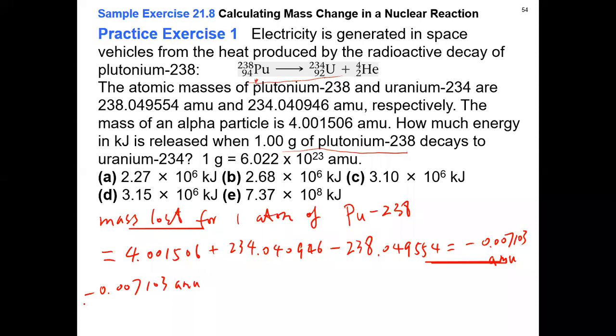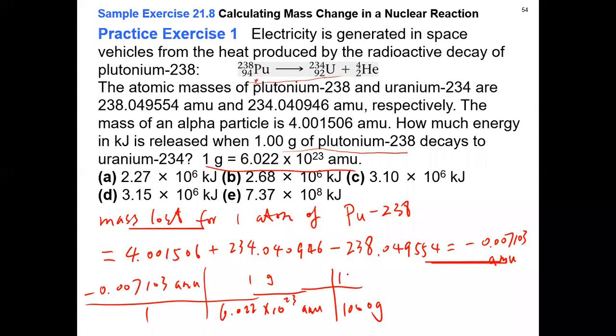Our conversion is going to use this: 6.022 times 10 to the 23 AMU is 1 gram. And you want to convert it to kilograms. So 1,000 grams is 1 kilogram. And that becomes negative 1.18 times 10 to the negative 29 kilogram. So that is how much mass is lost for one plutonium-238 decay.